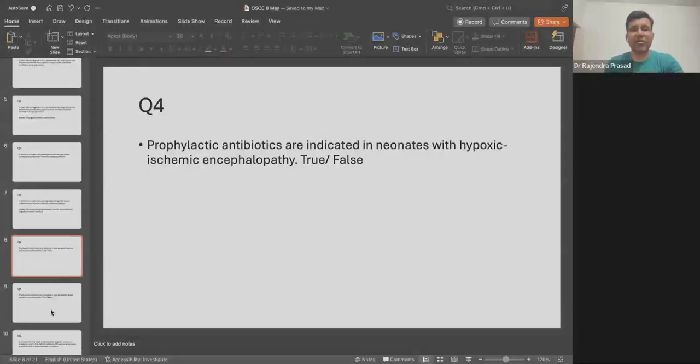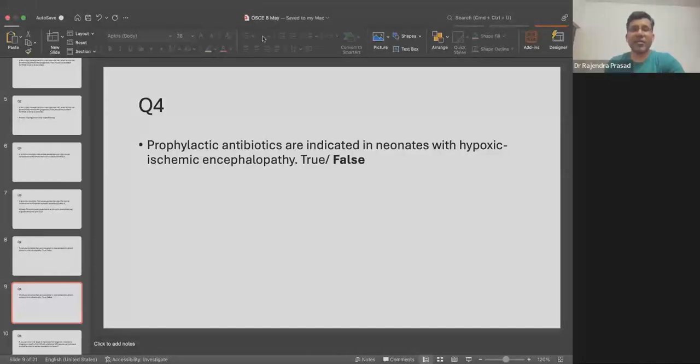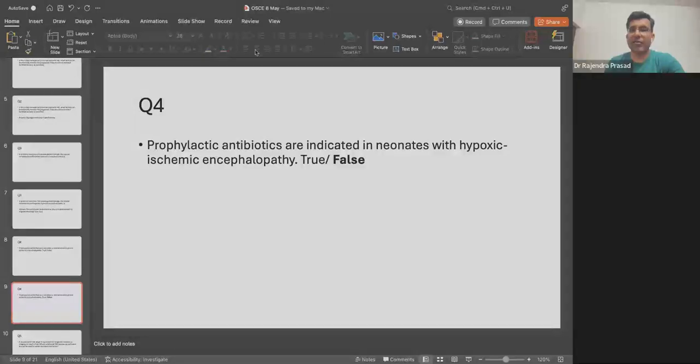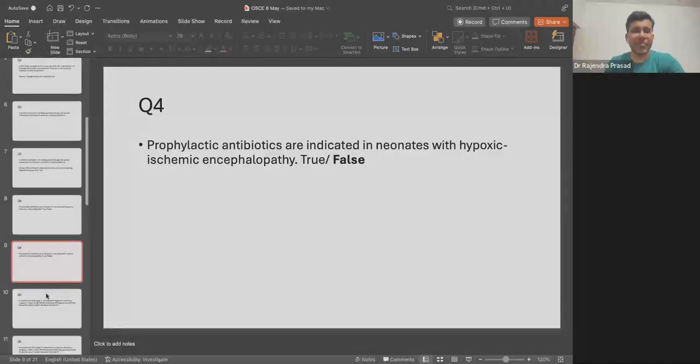Okay, we don't require to give antibiotics for all neonates with HIE. However, whenever there is an indication, we can start the antibiotic therapy. Otherwise, it is not required to be given.